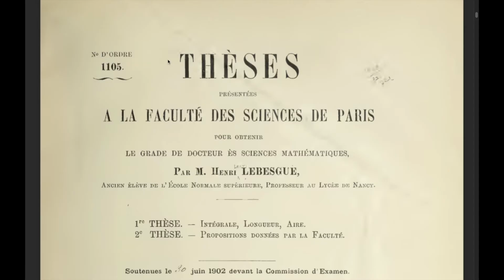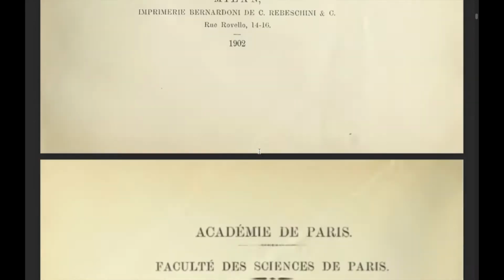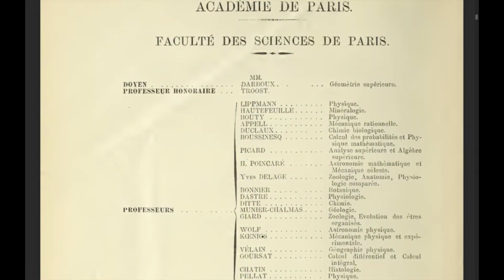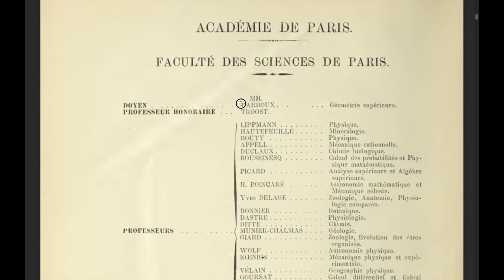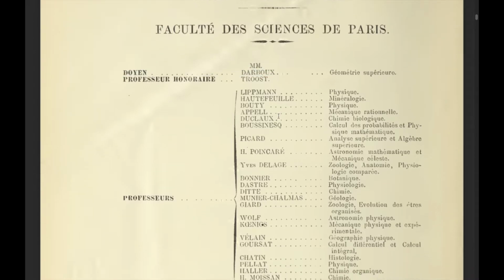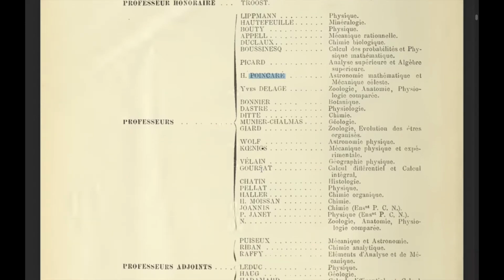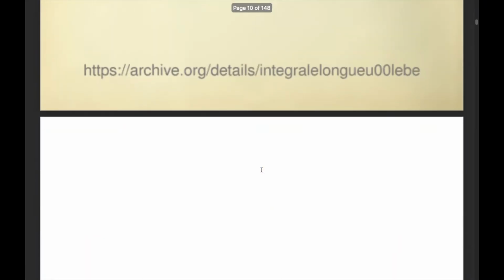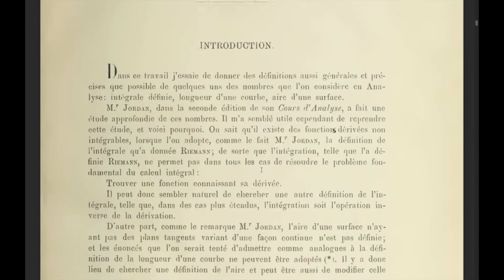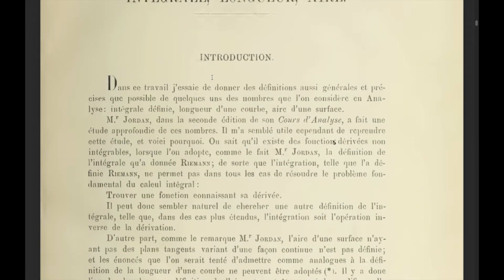Okay, so this is really cool. I found here Lebesgue's actual dissertation. And this is very interesting. These are the people that are in the faculty of the Academy of Paris where he got his degree. So here's Darboux and here's Poincaré in the faculty of his math department. That's really cool. And then if we look down here, right at the beginning, we can see that this is what I just read to you.